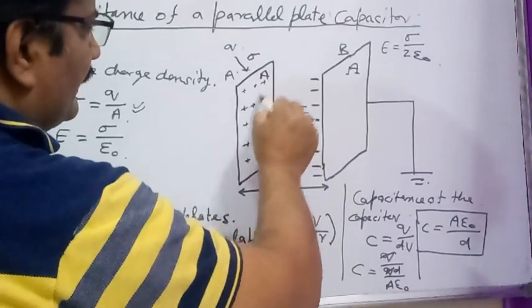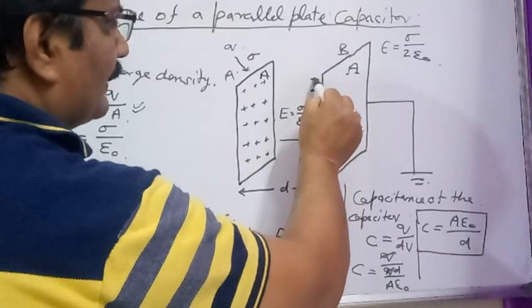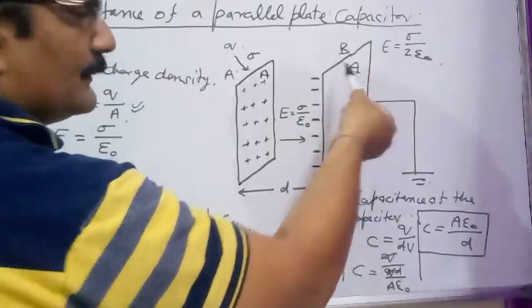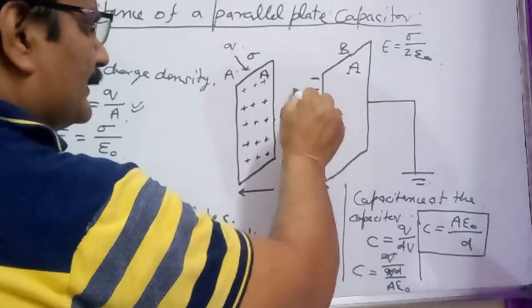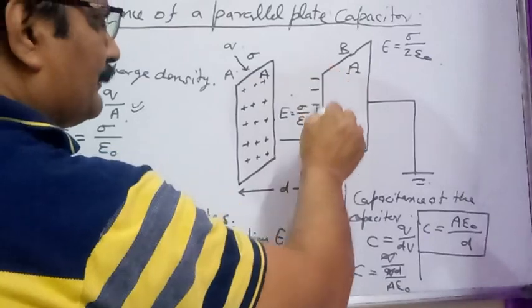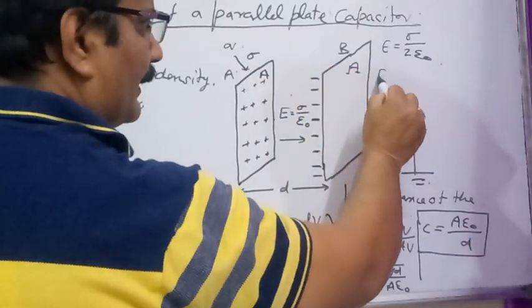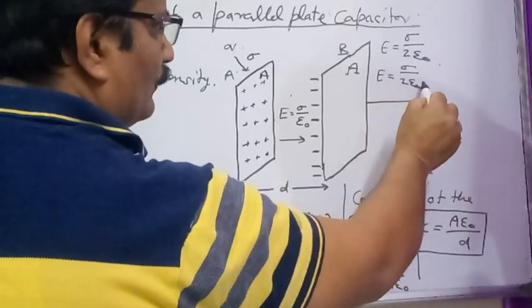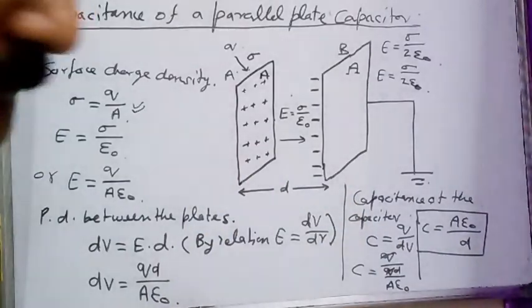As plate A is positively charged, the same amount of negative charge is induced on the near face of plate B, so that the electric field in the same region due to the negative charges on this plate is again E equal to sigma by 2 epsilon naught, by the same application of Gauss theorem.